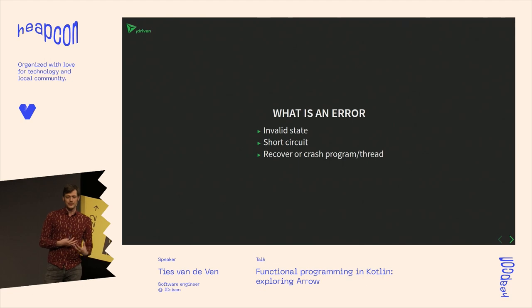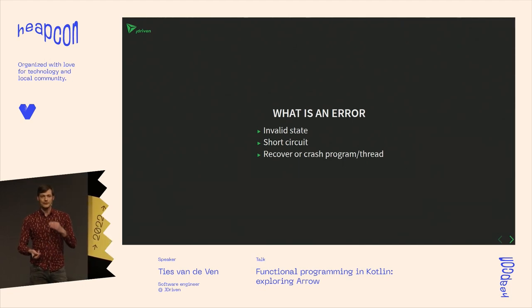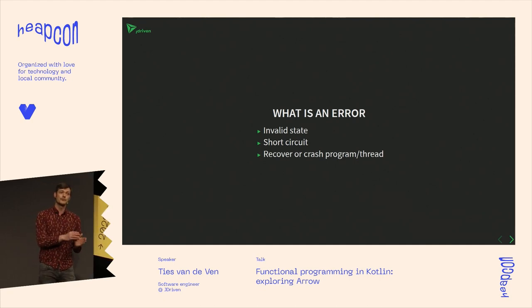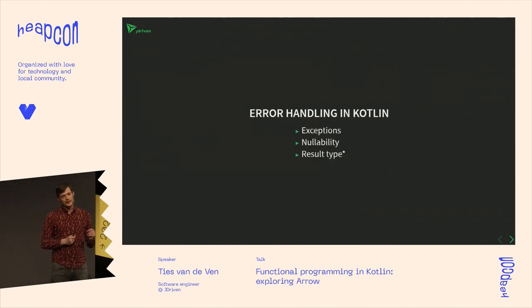Well, if there's an error, it means our program is in an invalid state. And we need a short circuit, stop executing code until we either recover from that error or we just have to crash the program. So Kotlin has a few ways to handle errors, namely runtime exceptions, its nullability system, and since quite recently, the result type. I will mostly cover the first two. The last one I will somewhat briefly mention a bit later.